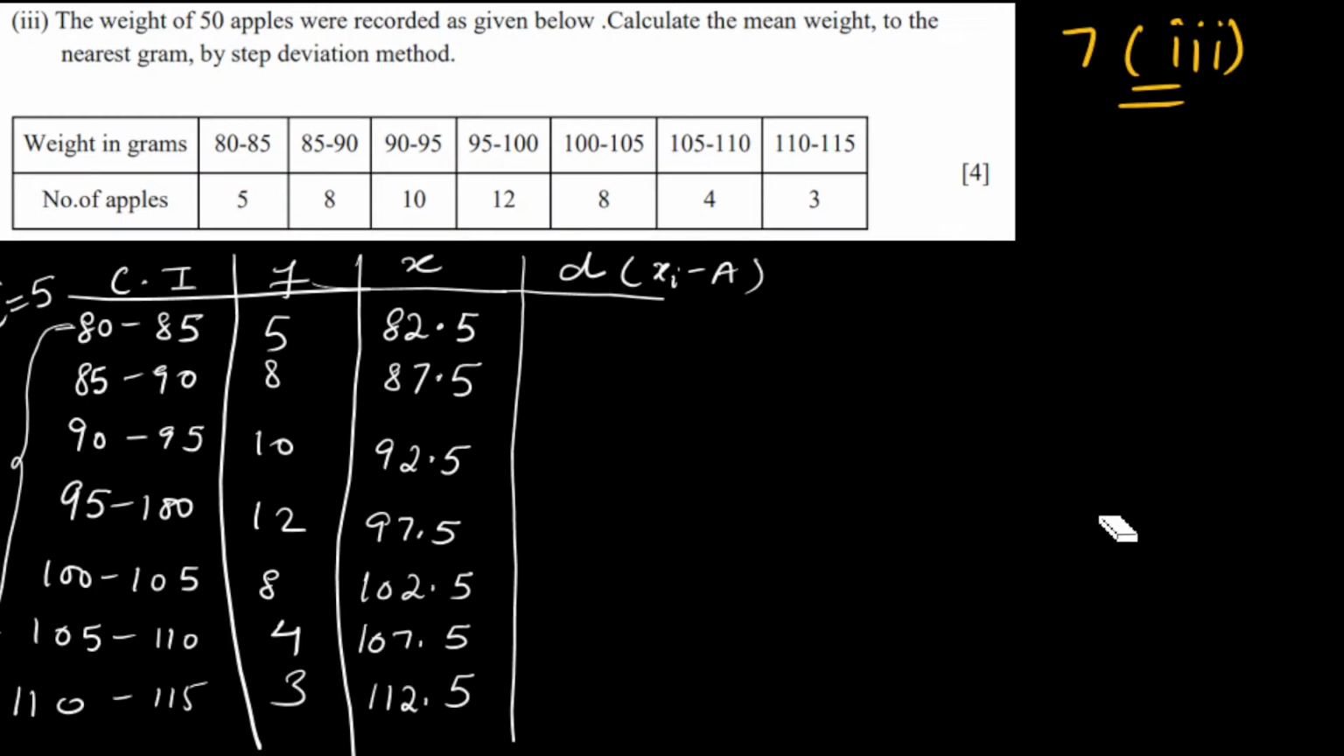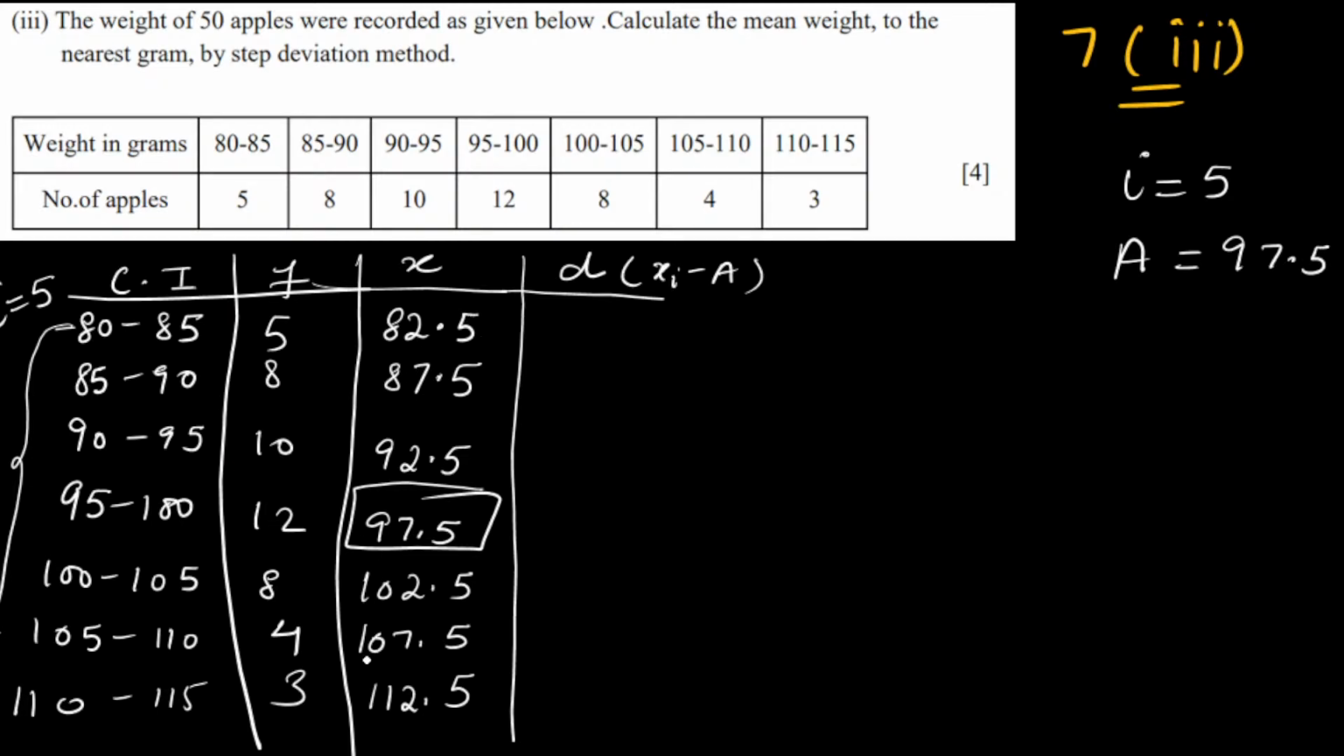Okay, so i is 5 here. For deviation, we will assume one mean. If the number of terms is even, then any two middle terms you can choose. Now here an odd number of terms are there, 7, so the exactly middle one you can assume. So a, I am going to assume as 97.5.